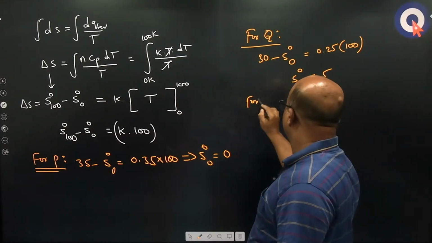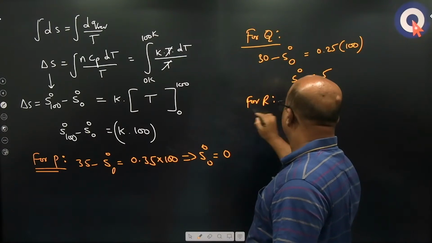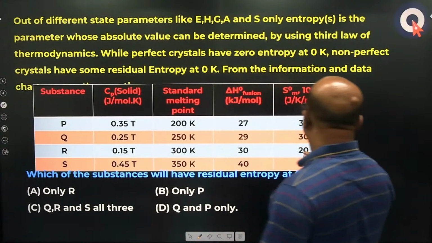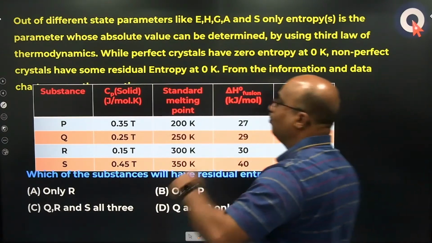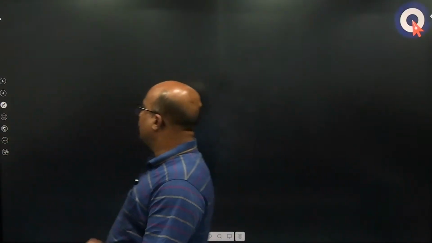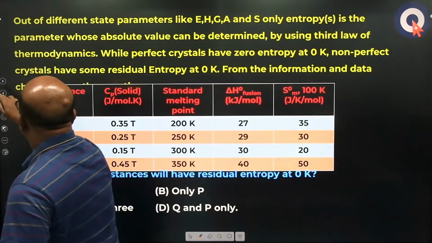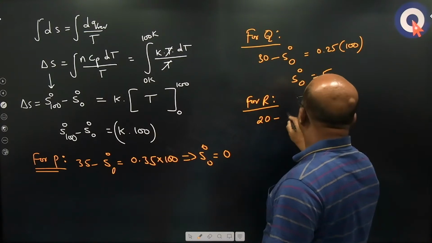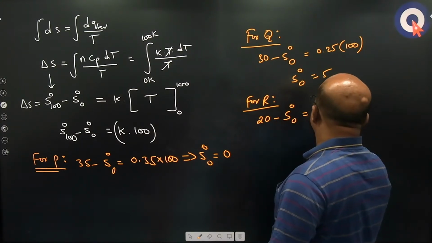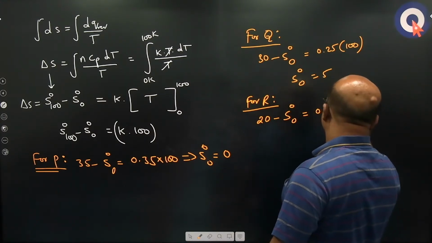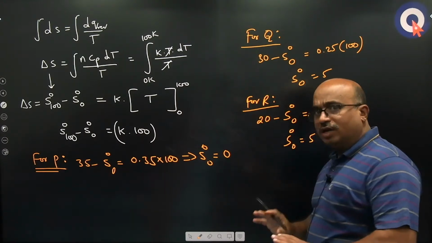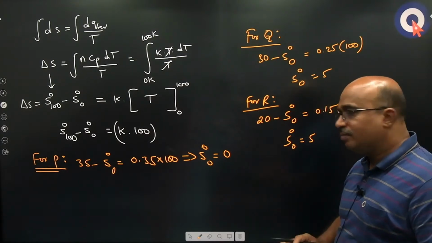So for R, going back again, this is 20, that is 0.15. Anyhow, usually you can understand now. So this is 20, this is S naught at 0, this is 0.15, this is 100. So S naught at 0 again is also 5. So R is also having residual entropy.